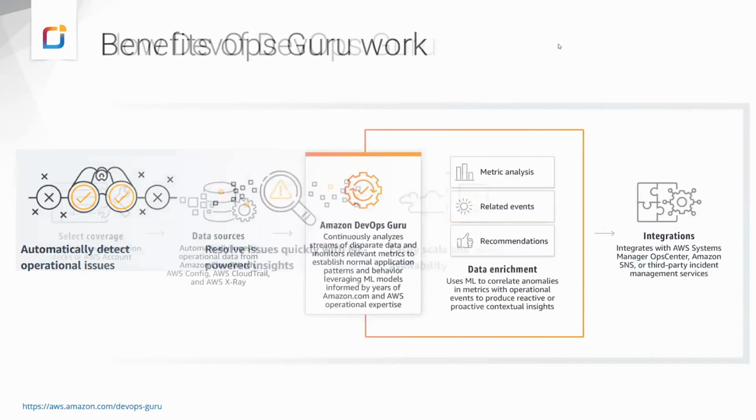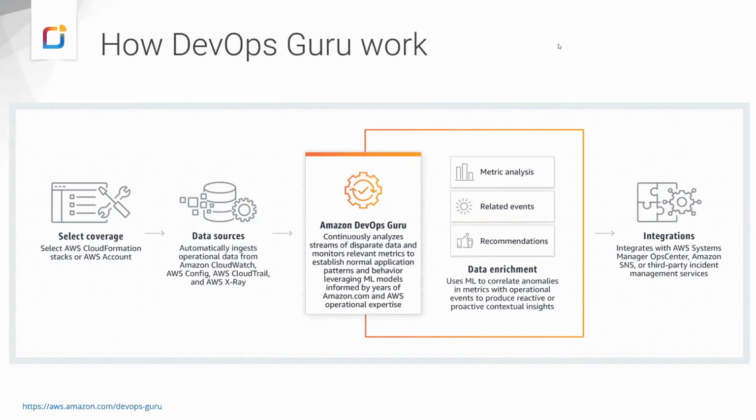So the question is, how does the service work? The service combines a lot of existing AWS services. First of all, you select the coverage from AWS CloudFormation, what the service should observe. We will also see some particular applications or tagged resources. Then it pulls data sources: CloudWatch for metrics, Config for the configuration of the account and environment, CloudTrail for each API call, for example deployments and infrastructure changes, and X-Ray for observability. It analyzes the data and builds a baseline of what's normal, how the application should run.